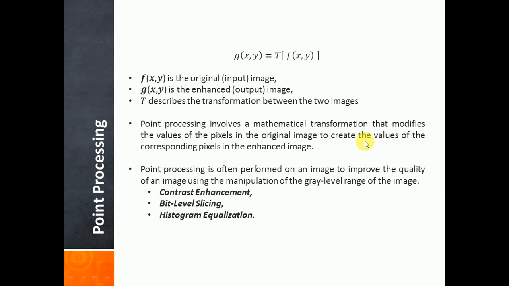Within point processing, you have 3 types. You have contrast enhancement, bit slicing, and histogram equalization. This is what is referred to as the equation, where the input pixel and some transformation is responsible for the output pixel.